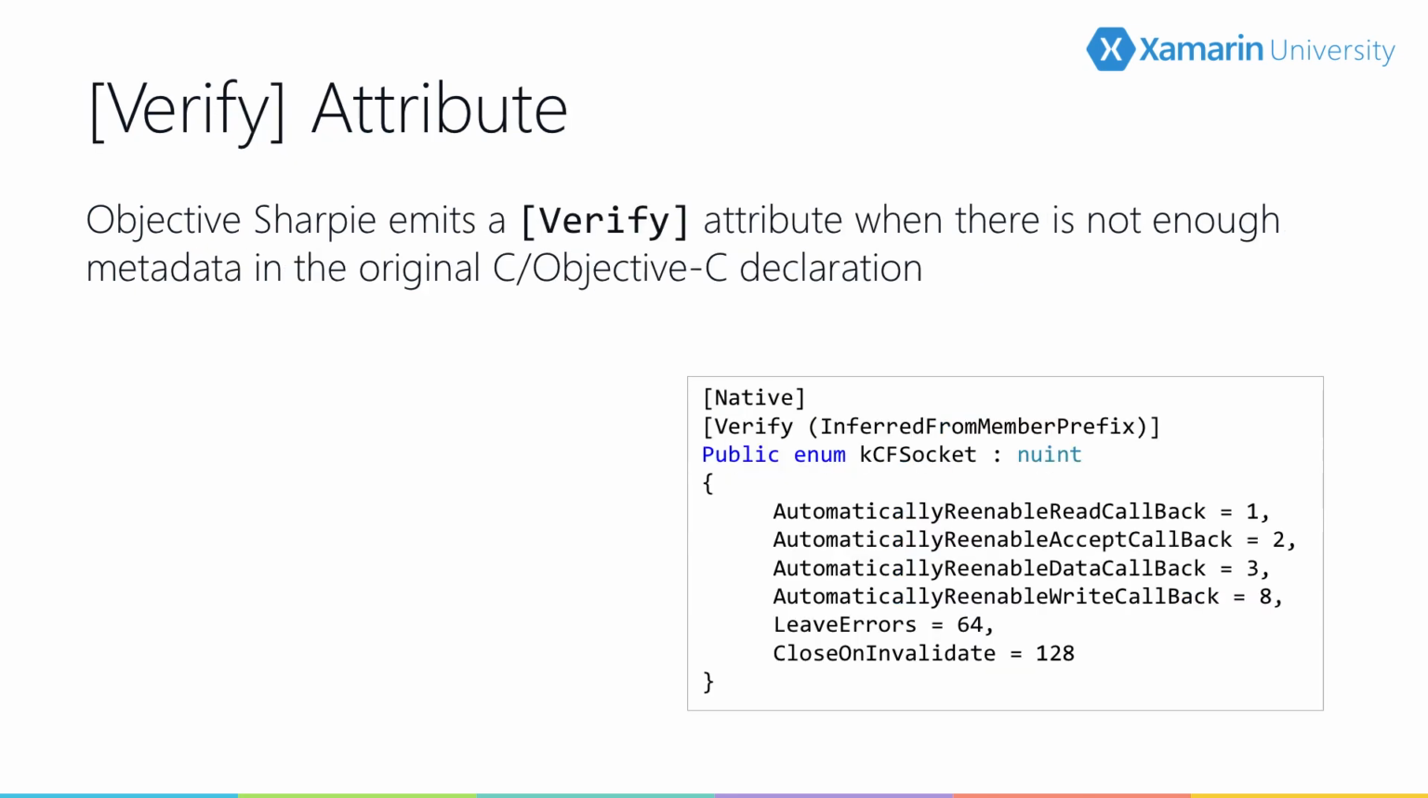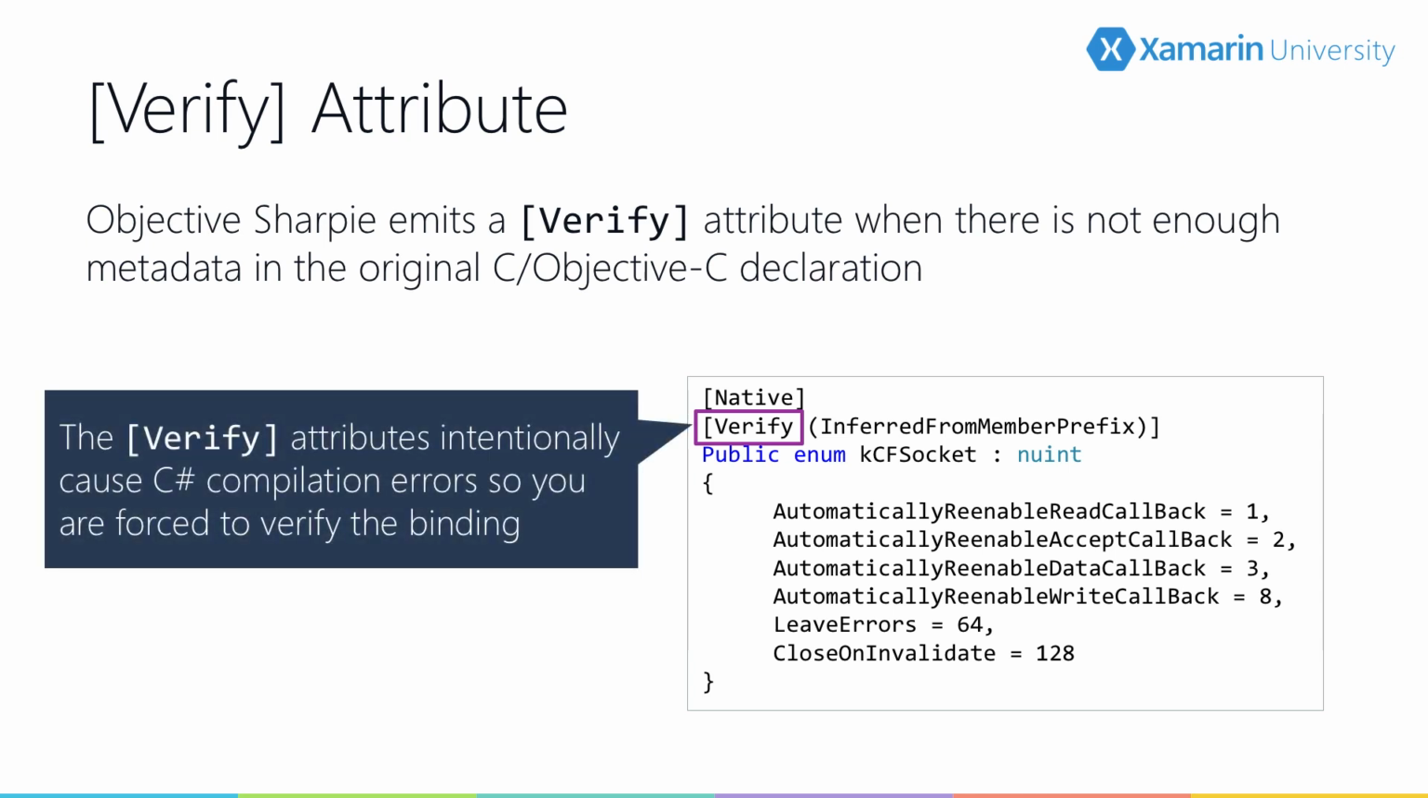Objective-Sharpie will do its best to interpret the metadata in the original C or Objective-C declarations. It is possible that Objective-Sharpie does not have enough metadata to do so. In these instances, Objective-Sharpie will emit a verify attribute to alert you to clean up or expand the API definition. The verify attribute intentionally causes a C# compilation error, so you are forced to verify this binding.